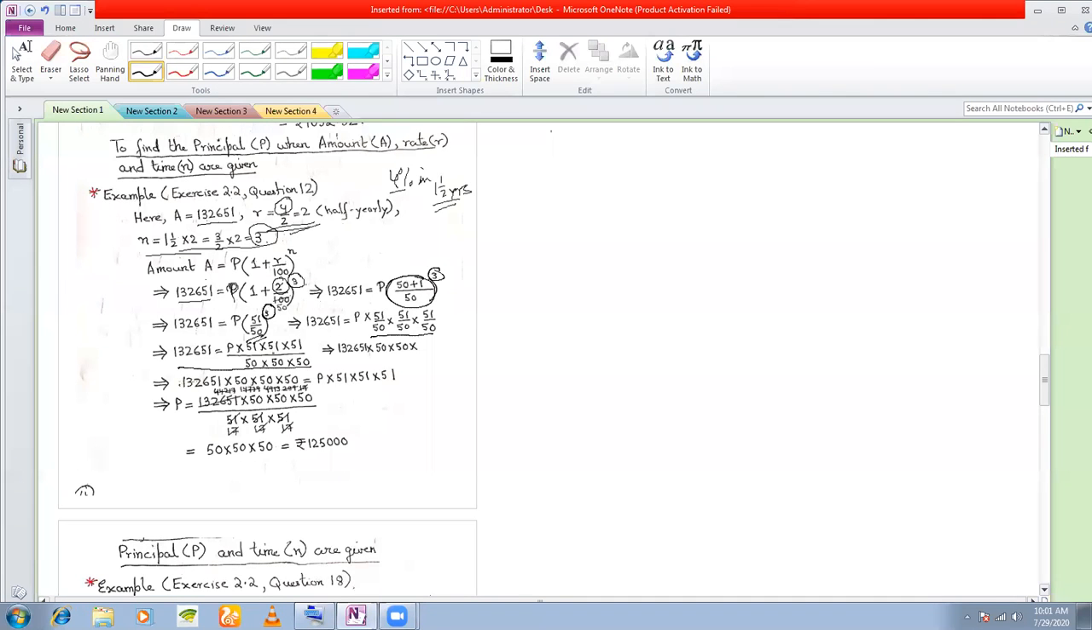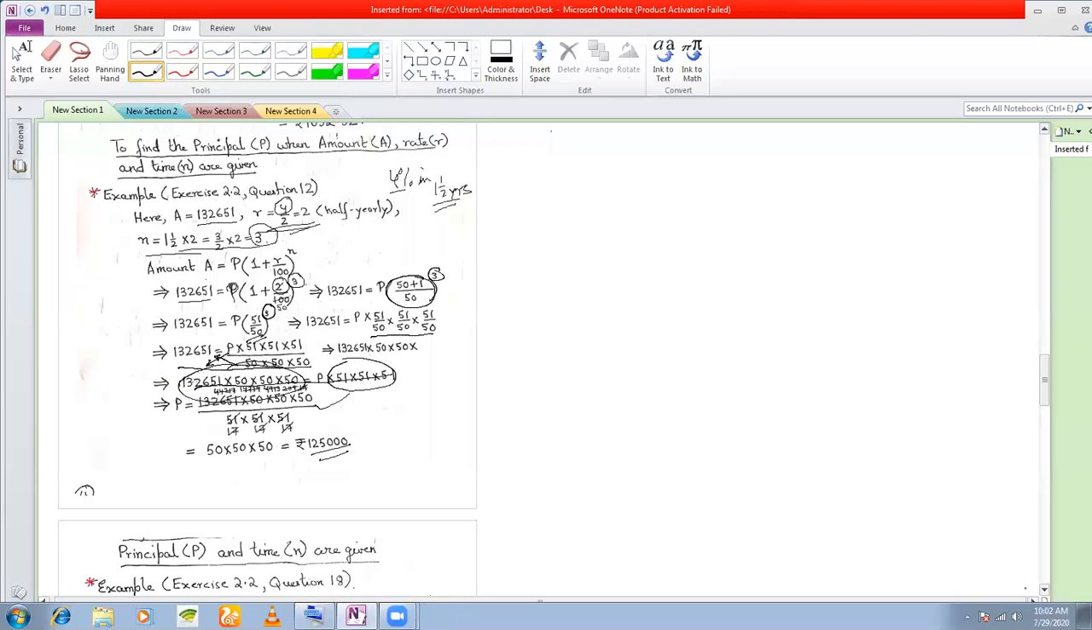Multiply all the numerators together, multiply all the denominators together. Here what I have done is I have cross multiplied. And then ultimately I get the value of P by dividing whatever was there on this side by the coefficient of P. So I get 1,25,000. I hope there's no problem in this.